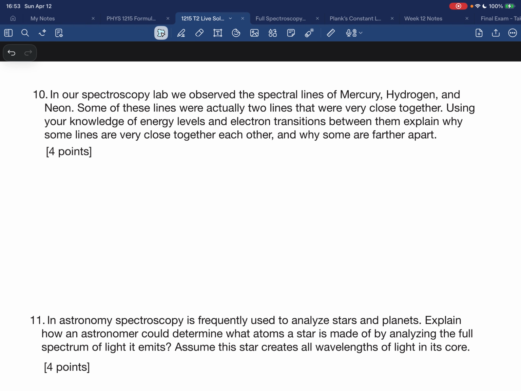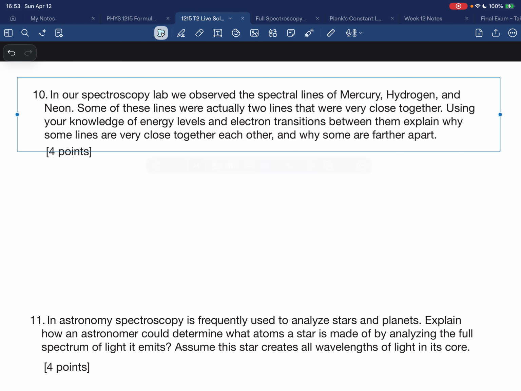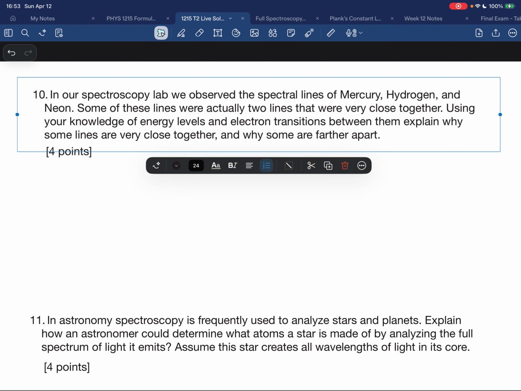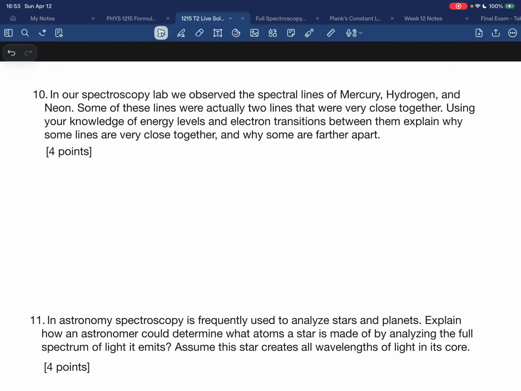Using your knowledge of energy levels and electron transitions between them, explain why some lines are very close together. I don't know why that says each other there. I'm going to fix that. Very close together, and why some are farther apart. Great. So what I'm really looking for here is why some of these lines are so close together.